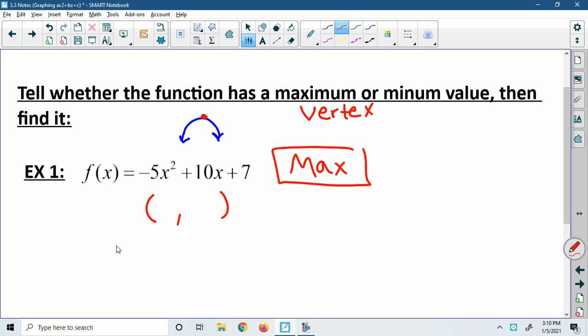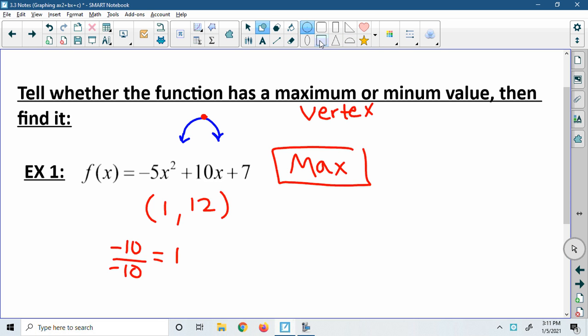So the x-coordinate of the vertex would be negative b over 2 times the a number, which would just be 1. Take a second, plug in a 1 into your calculator, hopefully, for all the x's right there. When I did it, I got out a 12 for the y value. So 1 comma 12 would be the maximum value.